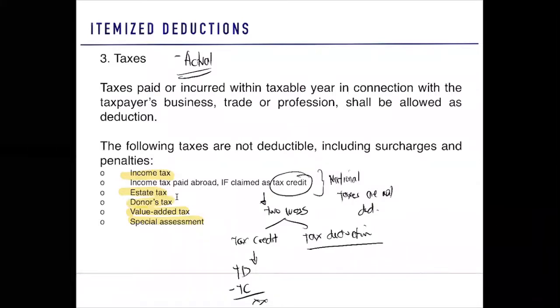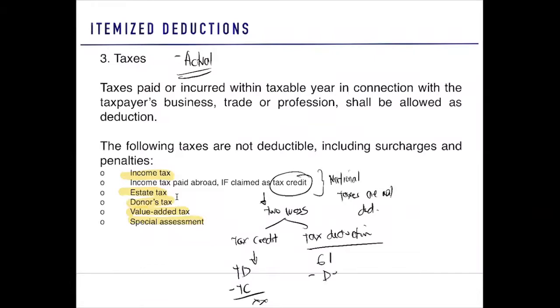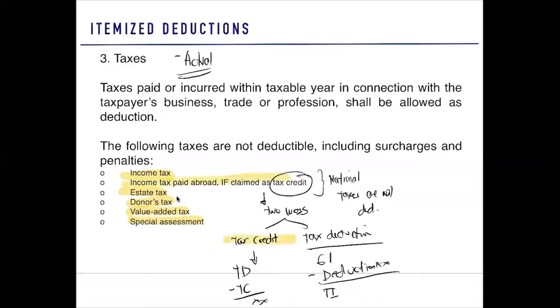But if you claim it as a deduction, you have your gross income less the deduction. You will include it here. You will include it in your deduction to get your taxable income. So look at the difference in the treatment for your income tax paid abroad. It can be for tax credit or for tax deduction. For tax credit, we get first your tax due, you deduct the tax credit, the amount for your net income tax due. For your tax deduction, it will be added as part of your deduction. So from your gross income, we deduct the amount of your income tax paid abroad to get your taxable income.